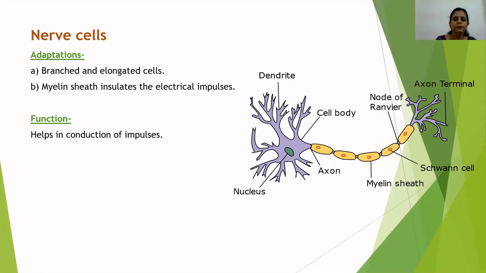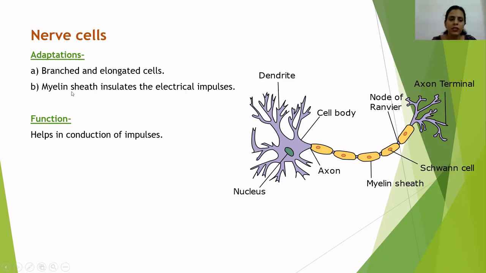Okay, and the adaptation of this nerve cell, which actually helps in the faster transmission of electrical impulses, is that they're branched and elongated cells. Okay, so they are branched and very long cells. Being longer, they're able to transmit nerve impulses or electrical impulses very fast.